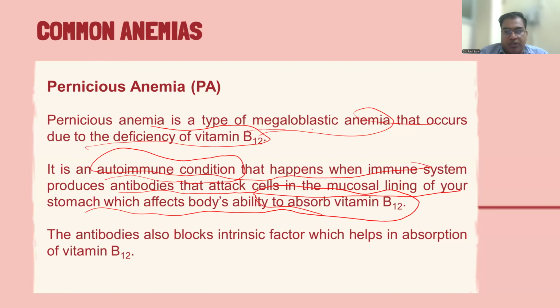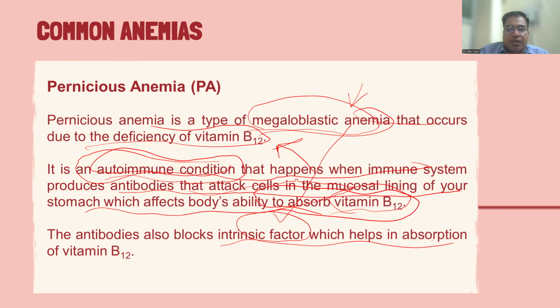As we know, in megaloblastic anemia, the absorption capacity of vitamin B12 is reduced. But in pernicious anemia, it is an autoimmune condition which produces antibodies that attack the mucosal lining of the stomach, which affects the vitamin B12 absorbing capacity and leads to development of pernicious anemia. The antibodies also block intrinsic factor, which helps in absorption of vitamin B12.